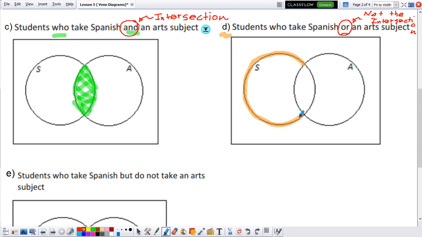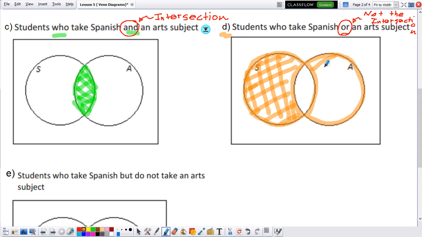This is the circle for Spanish, but again, because we're using the word "or," we're not going to take into consideration the intersection, and the same goes for art. Here's the art circle. And now, what are we going to be shading? This region. This is for those who take Spanish, and here's the region of those who take art.